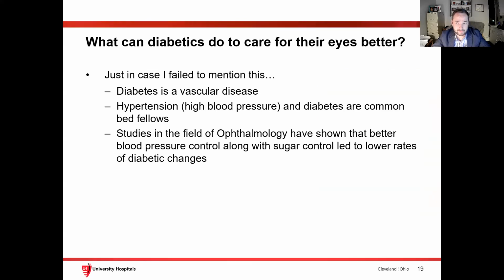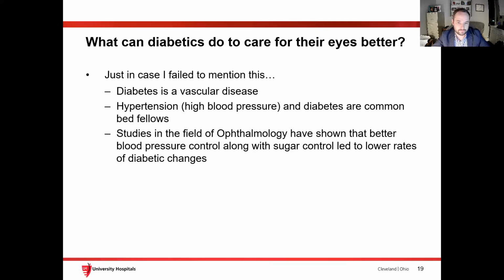And just in case I didn't mention this already, remember, diabetes is a vascular disease. So think about other things that are vascular. Number one, hypertension. High blood pressure and diabetes are common bedfellows, and where hypertension goes, diabetes tends to go.